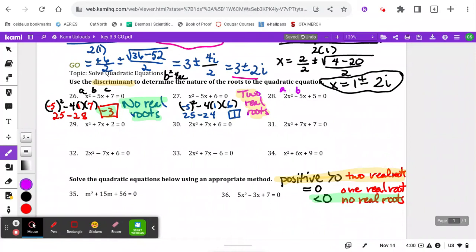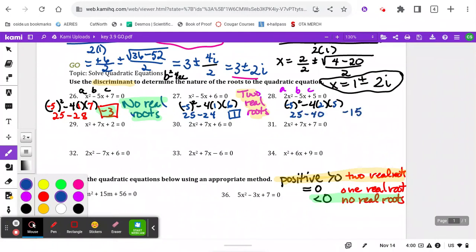This is my A, this is my B, this is my C. Plugging in again, just to the B squared minus 4AC. I get that B is -5, A is 2, and C is 5. It's going to turn into 25 minus 40. That gives me a -15 discriminant. I know that that means no real roots.